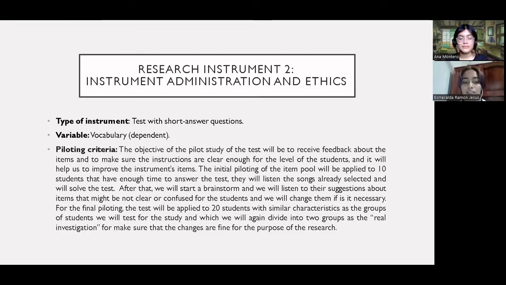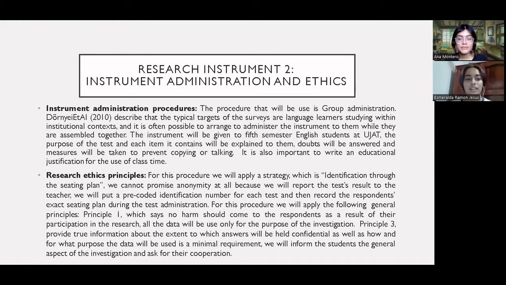For the final piloting, the test will be applied to 20 students with similar characteristics to the group of students we will test in the real study, and again divided into 2 groups. The instrument administration procedure will be group administration. The instrument will be given to 5th semester English students at the UHAT. The purpose of the test and each item it contains will be explained to them, doubts will be answered, and measures will be taken to prevent copying or talking.